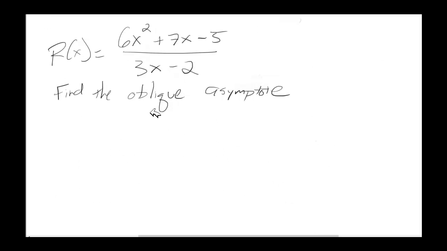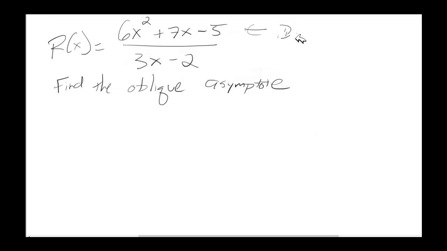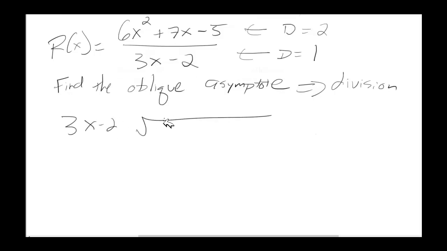I'm going to find the oblique asymptote. I know there's an oblique asymptote because the degree up top is 2, and the degree on the bottom is 1. So to find the oblique asymptote, what you do is you do division. So I'm going to take the 3x minus 2 and divide it into the 6x squared plus 7x minus 5. So, alright, here we go, long division.